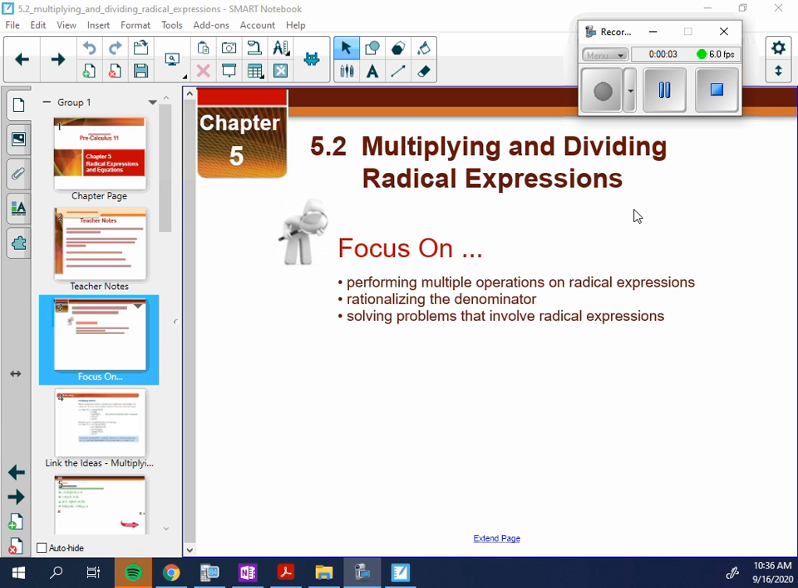Multiplying and dividing radicals, and I split it into two groups. The first part is multiplying, and part 2 is going to be dividing. Do you have a part 1 and part 2 on your homework? Check again. Is there a part 1 and part 2 on there?